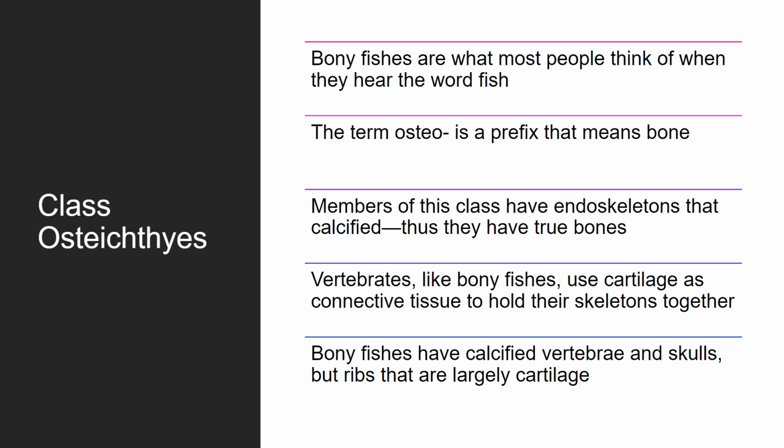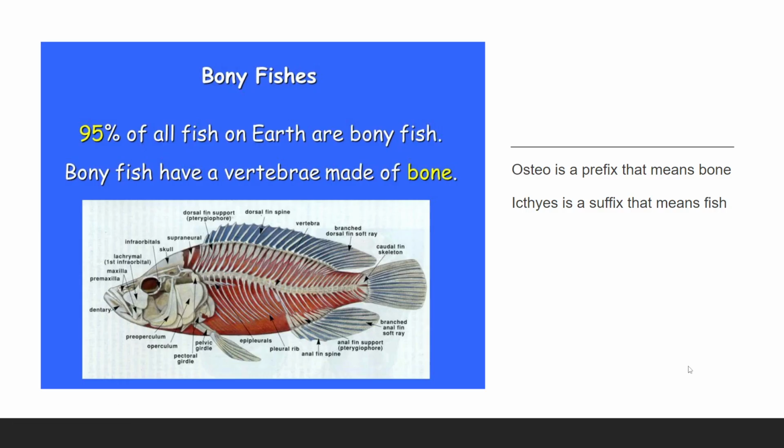Vertebrates, like bony fishes, use cartilage as a connective tissue to hold their true bone skeletons together. And bony fish have calcified vertebrae and skulls, but ribs that are largely cartilage. So 95% of all fish on Earth are bony fish, and bony fish have vertebrae made of bone, hence their name.